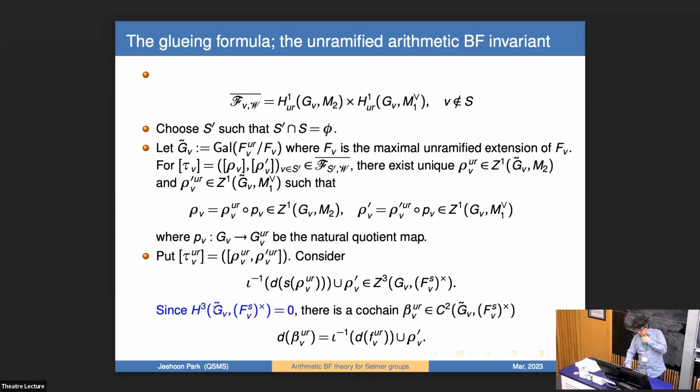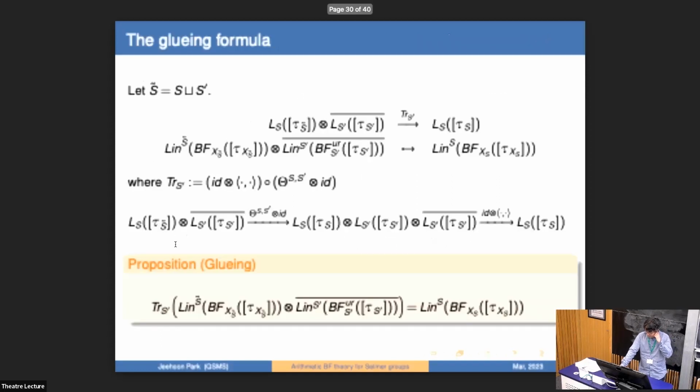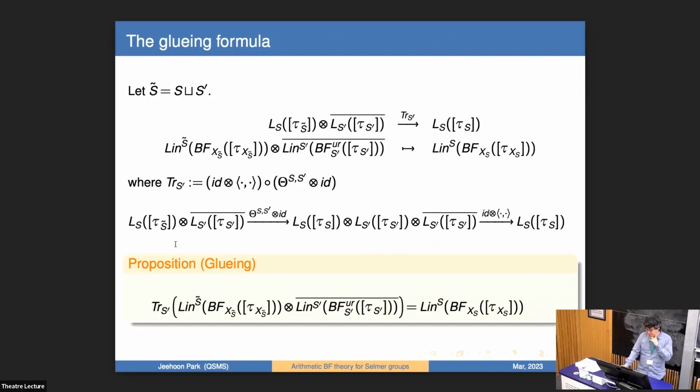It's H3 GV tilde. H3 is 0, so even H2 equals 0. So you can choose a cochain which is sort of independent, and you can do this kind of construction. Exactly similar construction, and unramified BF invariant, and you can think about unramified BF zeta functions. Not zeta function, sorry. I'm a number theorist, so I'm familiar with zeta functions. It's a partition function. Then gluing formula. I think this is the most important axiom in QFT.